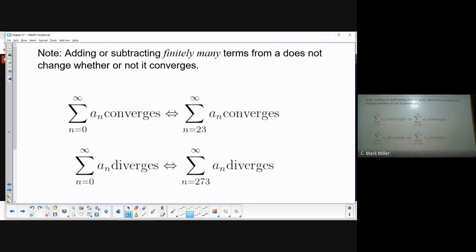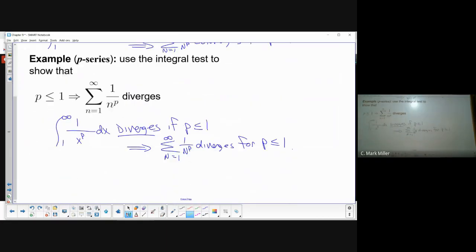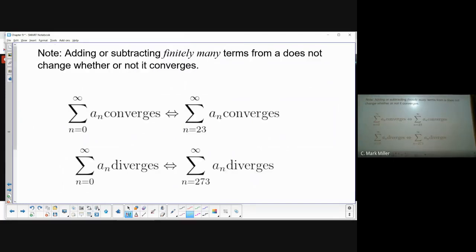Here, adding, this is what I just said. Can you go back, please? Oh yeah, sorry. Adding or subtracting finitely many terms does not change whether or not a series converges.